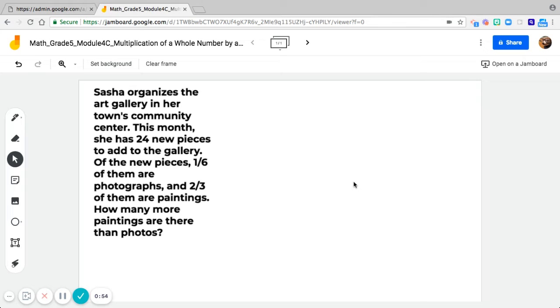Sasha organizes the art gallery in her town's community center. This month, she has 24 new pieces to add to the gallery. Of the new pieces, 1/6 of them are photographs, and 2/3 of them are paintings. Okay, so I'm going to give you a moment to think about, what is this situation about? What situation is going on in this problem, and what is it about? So I'll give you a few moments to think about that.